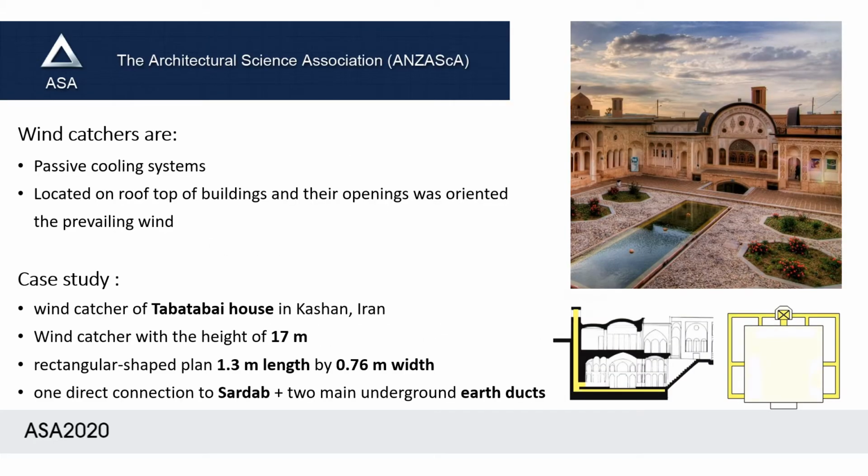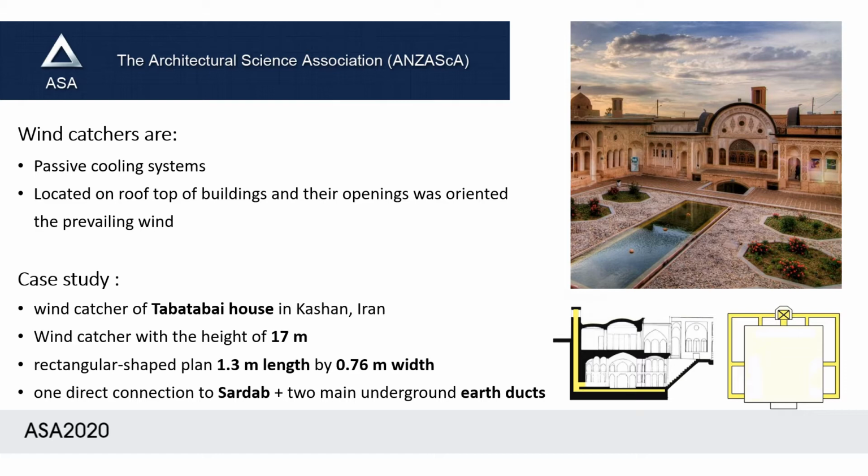Wind catchers are passive cooling systems that have been used for centuries in the hot and humid climates of Iran. They are located on the roof of buildings and capture the outdoor wind and direct it into the interior. The wind catcher was oriented to the prevailing winds to cool the Sardab space.